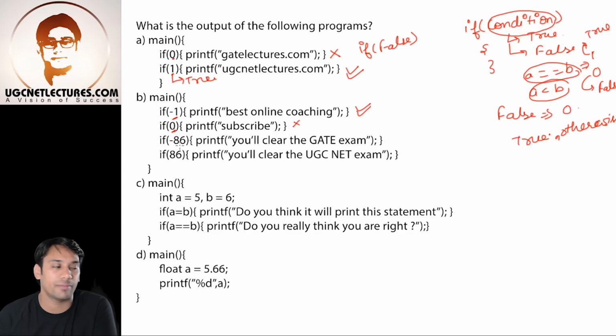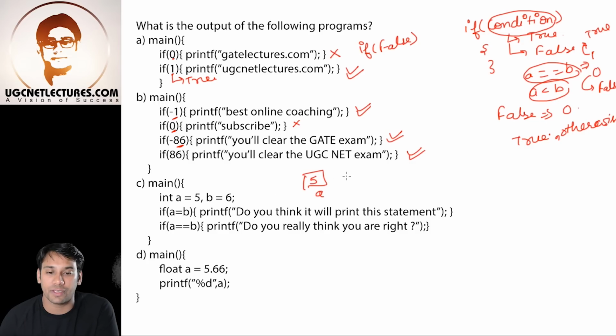The next statement is if -86. If -86 means it is true, so this statement will be executed. And if 86 is true, therefore this statement will be executed. Okay, now check out this program. In this program we have two variables a and b. Let us suppose the value stored in a is 5 and the value stored in b is 6.